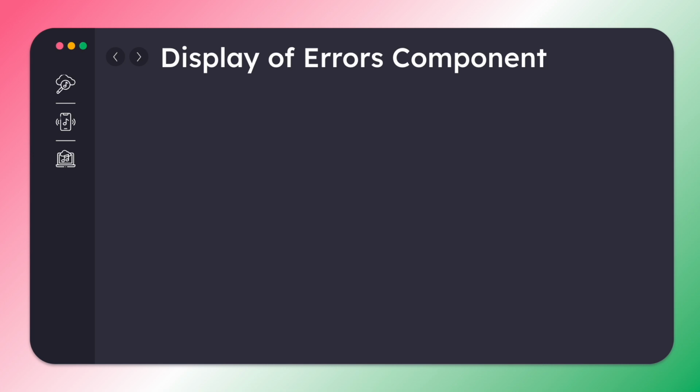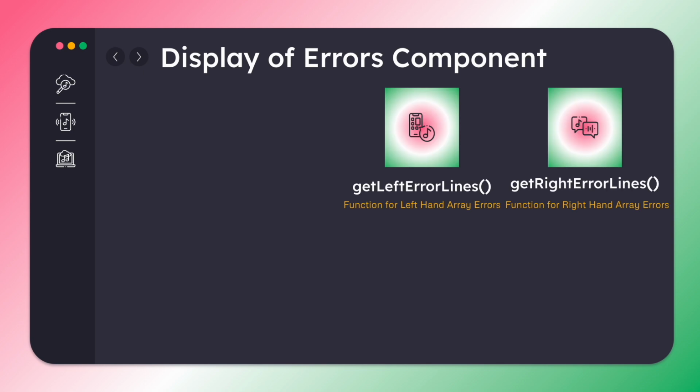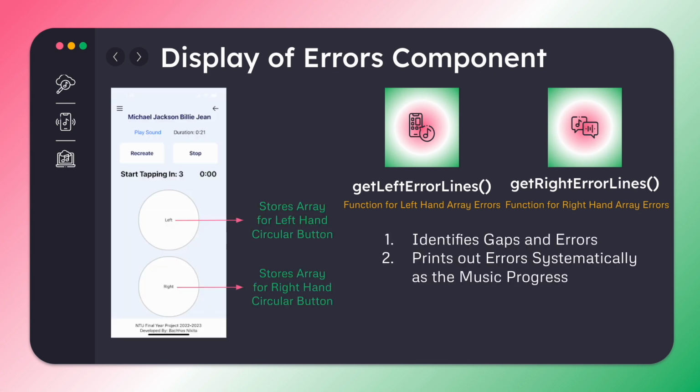The list of errors that is printed out one by one is possible because of the get left error lines and the get right error lines functions that identify the errors made by the users in the left-hand side array and the right-hand side array respectively. It then proceeds to print out the errors systematically as the music progresses.